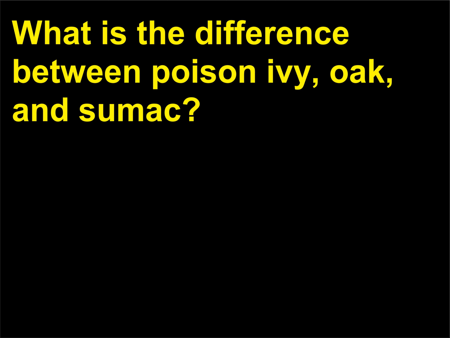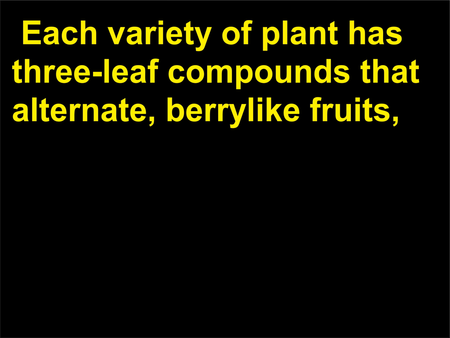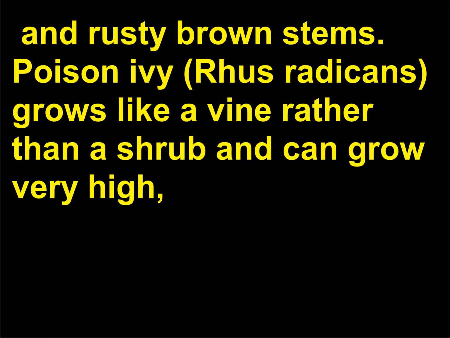What is the difference between poison ivy, oak, and sumac? These North American woody plants grow in almost any habitat and are quite similar in appearance. Each variety of plant has 3 leaf compounds that alternate, berry-like fruits, and rusty brown stems.